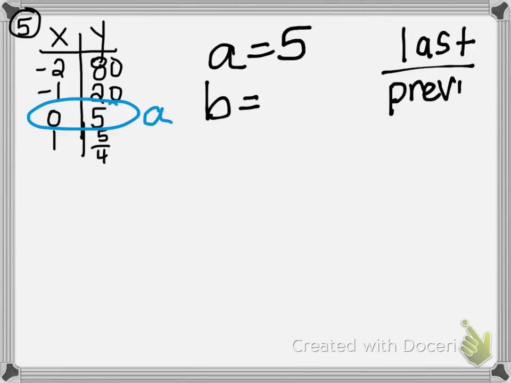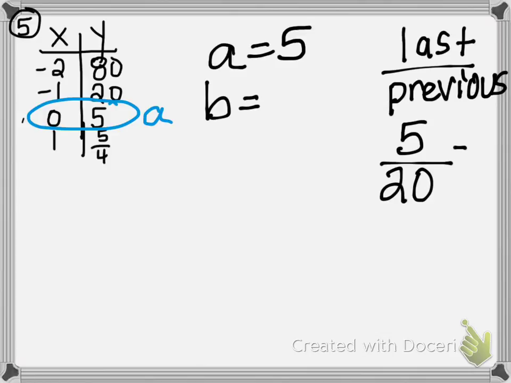Now, I will say when we take the last and divide it by the previous, my last number is 5/4. And taking 5/4 and dividing that by 5 may be a little bit too much. You can always pick one number from the y and go by the previous. So I'm actually going to pick 5, and I'm going to divide that by 20. Make sure you simplify. So that's going to turn into 1/4. So my base is 1/4.